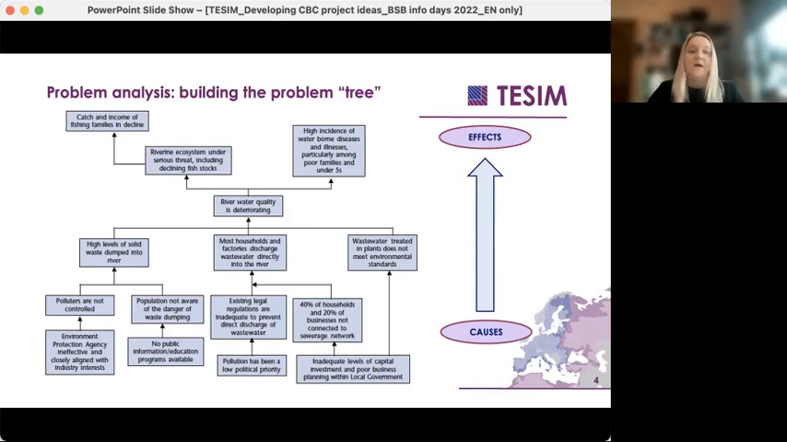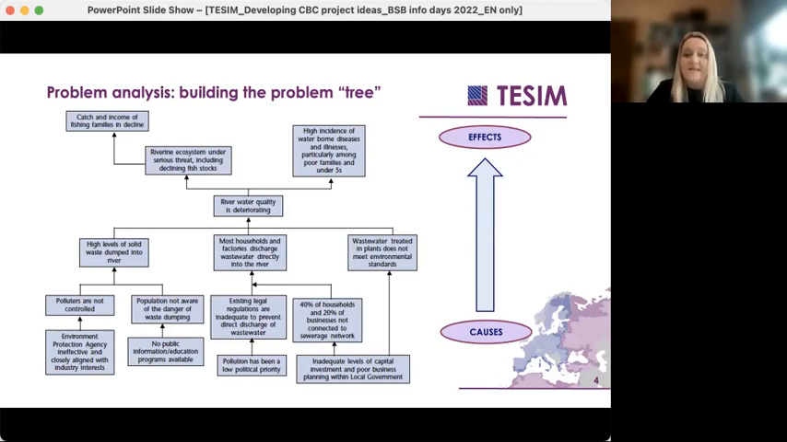For example, high incidence of waterborne diseases or decline in the income of fishermen that is caused by the deteriorating quality of river water.